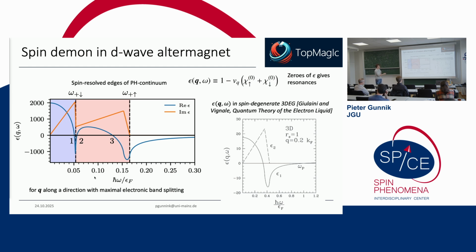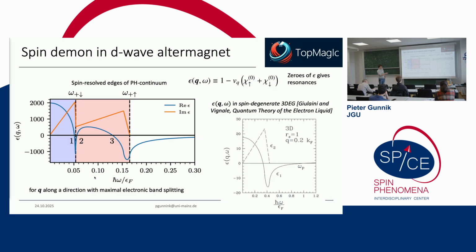But now what we do is we take two of these bands and we look along a direction in the Brillouin zone where the spin splitting is maximal, so for example along an x-axis. And we're just going to calculate now this dielectric function, which is what I show you here. And again, you might recognize basically that we've taken two of these pictures and sort of overlapped them on top of each other. And we can now simply count the zeros of this dielectric function.